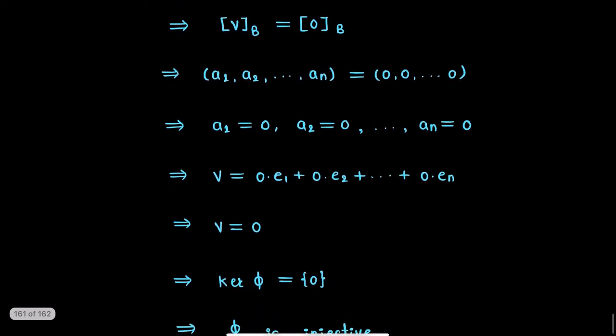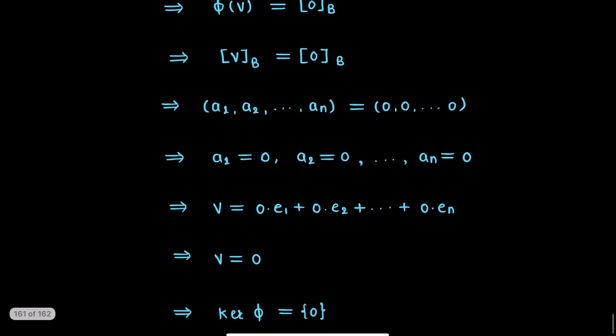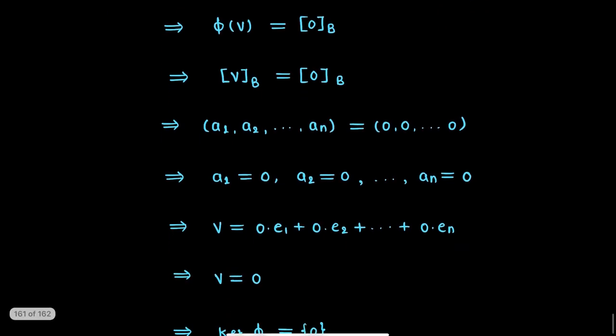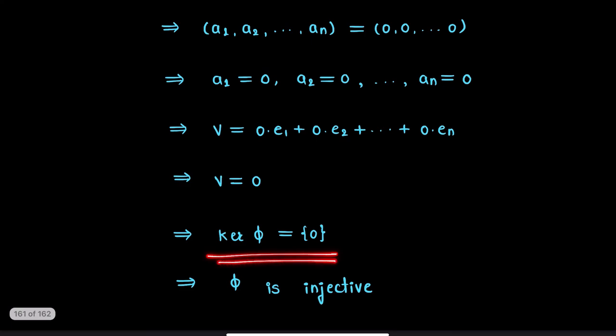So from the representation of v, we can write v as, since all a1, a2, up to an are 0, v will be equal to 0 dot e1 plus 0 dot e2 plus and so on plus 0 dot en. Therefore, v will be equal to the 0 vector. Now, since we have considered v as any arbitrary vector in kernel phi and we get v is equal to the 0 vector, we can conclude that kernel phi is singleton 0.